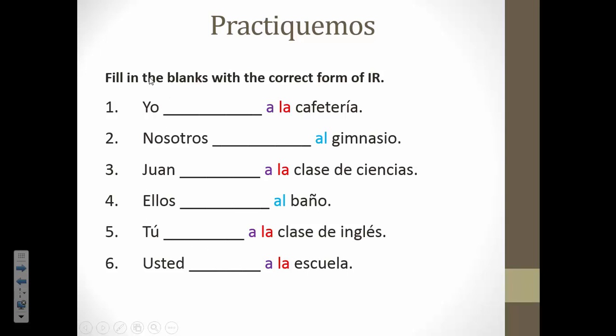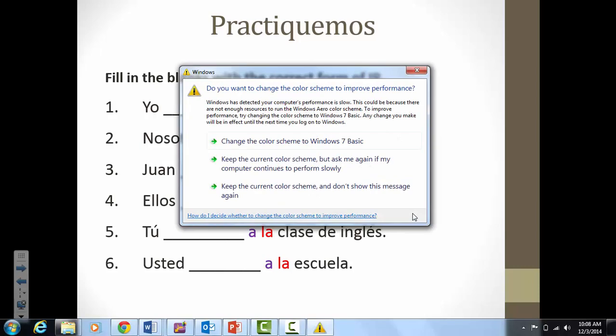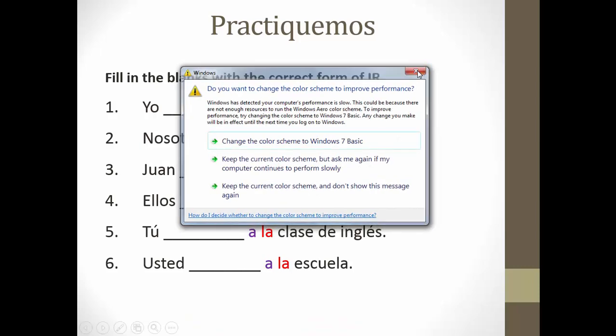Okay, fill in the blanks with the correct form of the verb ir. So, let's use our verb chart from part C of our note guide to fill in the correct form. For the subject yo, we want to say I go to the cafeteria or I'm going to the cafeteria. So, we should say yo voy a la cafetería. Dos, our subject is nosotros. So we want to say we go to the gym or we're going to the gym would be nosotros vamos al gimnasio.